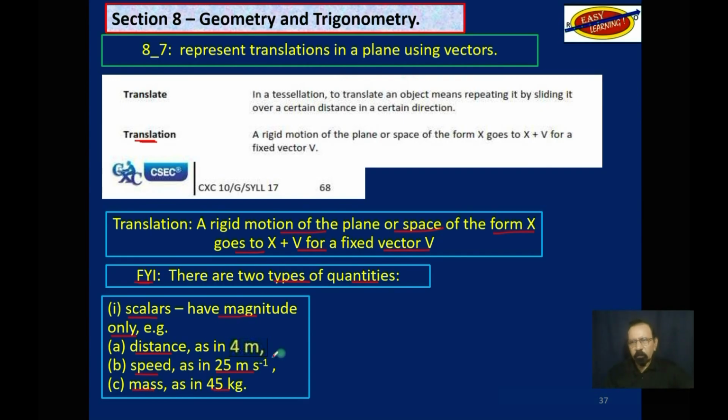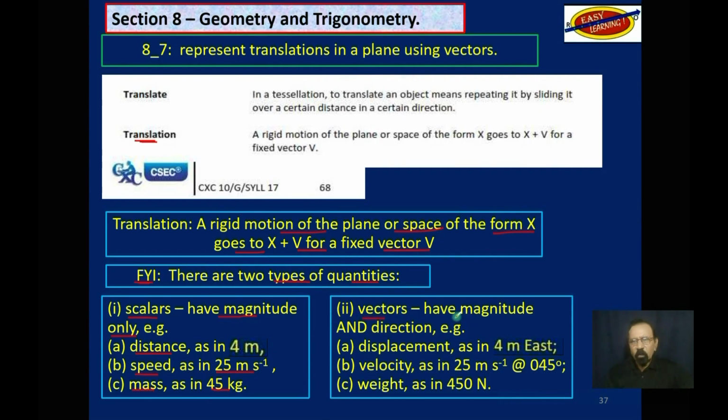Those have only magnitude, as opposed to vectors, which have magnitude and direction. Now, instead of saying distance, if you have a direction, you would have to say a displacement of 4 meters due east. And instead of saying a speed of 25 meters per second, if you have a direction, you say a velocity of 25 meters per second at a bearing of 0.45. And instead of saying a mass of 45 kilograms, you now have to say a weight of 450 newtons, because you just multiplied the kilogram by 10 for gravity, which is always downwards.